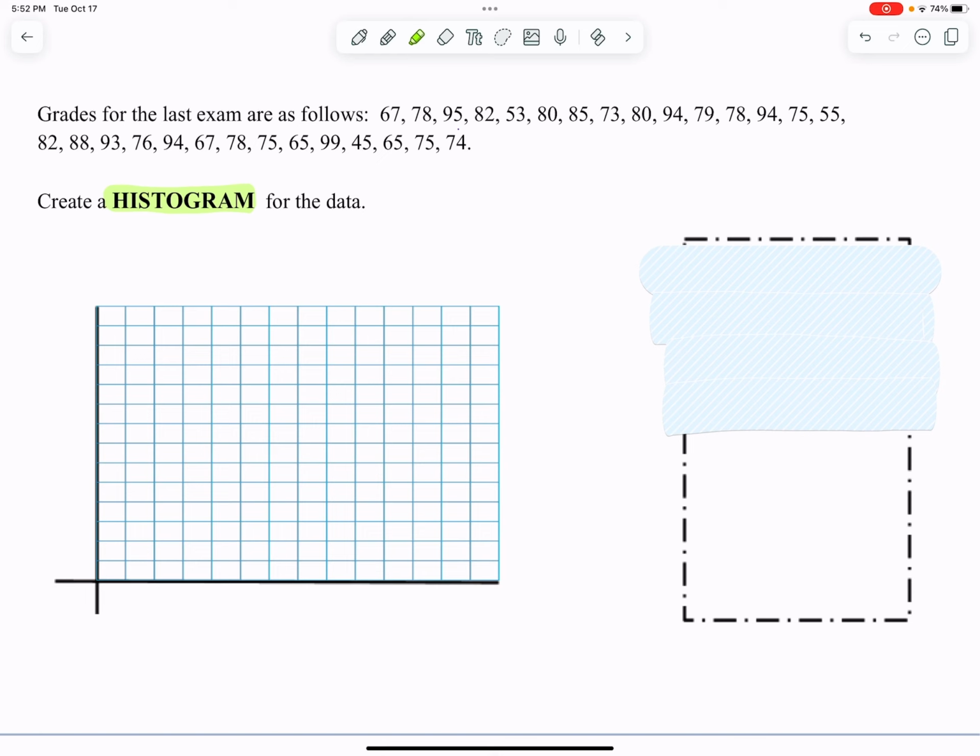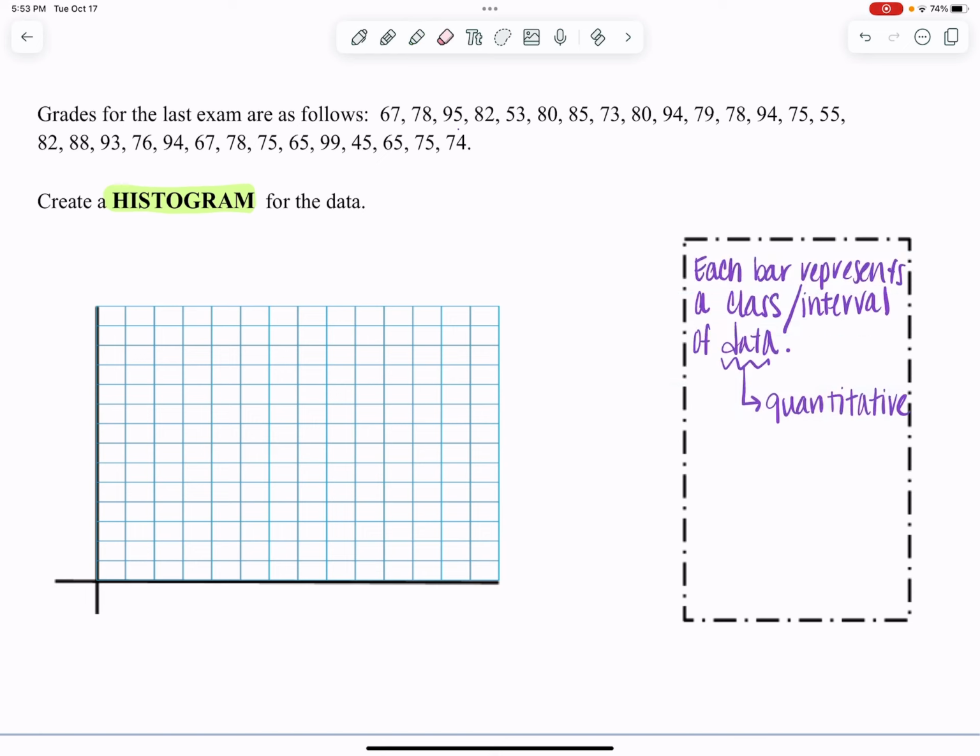And the big difference between a histogram and a bar graph over here is that in a histogram, each bar represents a class or an interval of quantitative data. So we're not just using favorite color and how many people like red, or favorite food and how many people like pizza. We're going to use a range of data for each one of our rectangles, almost like a bucket that we have sorted our data into.